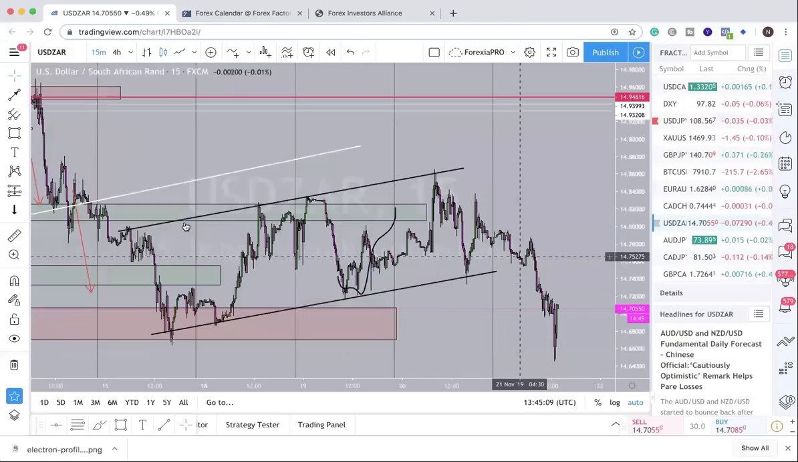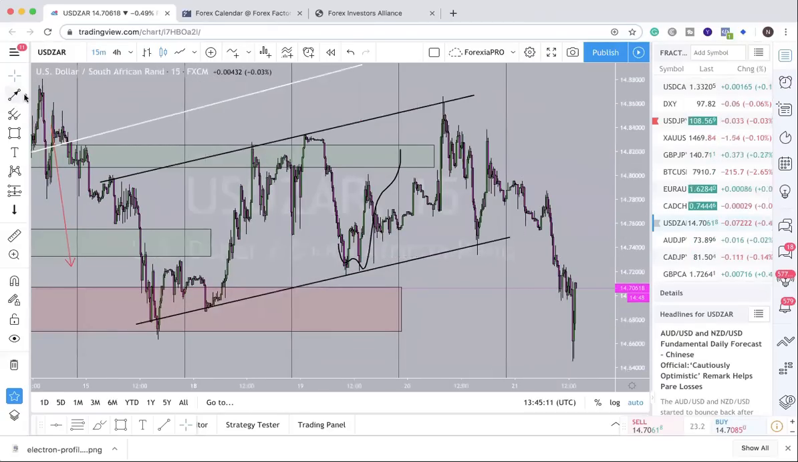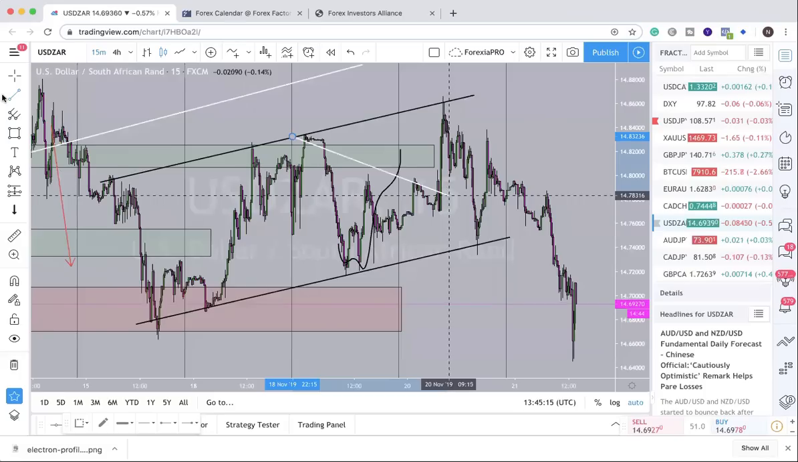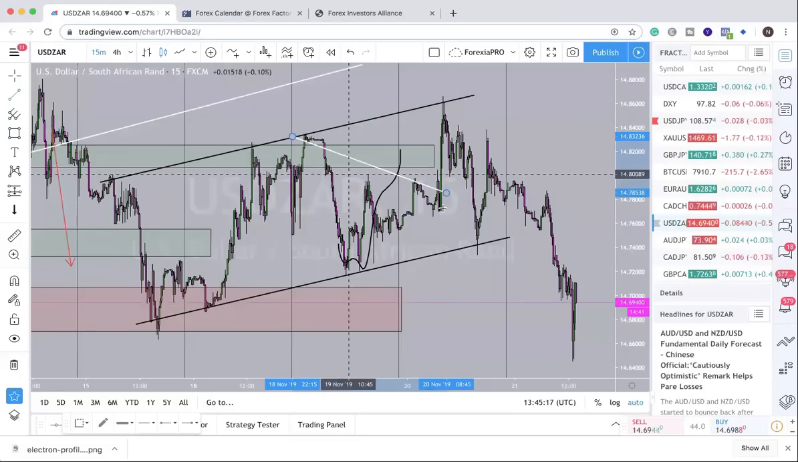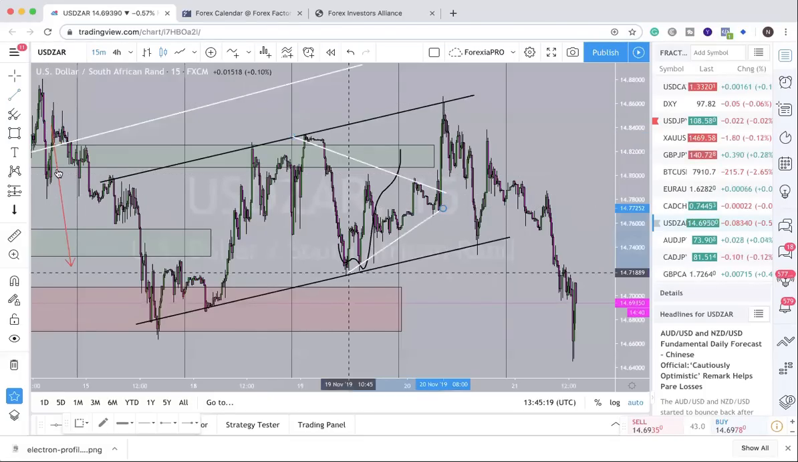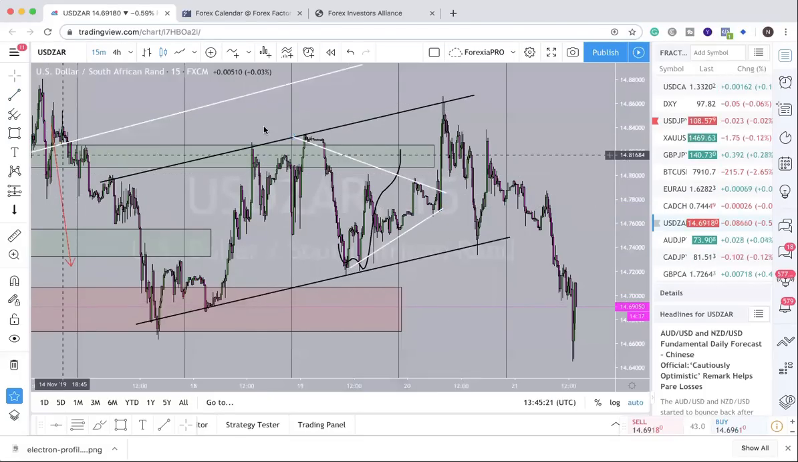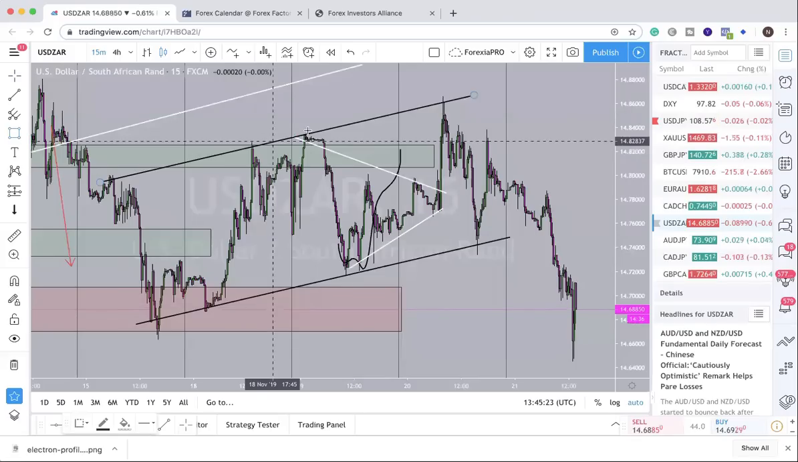USD CHF did a very beautiful signature trade yesterday, I think.